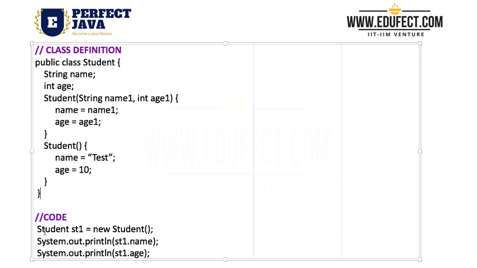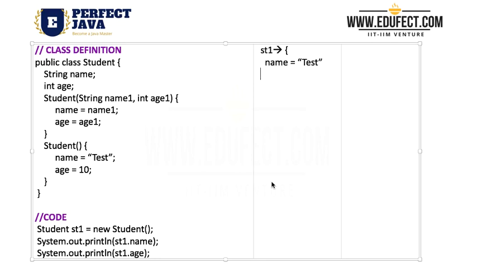Now when we are saying Student st1 is equal to new Student, are we passing any parameters? No. So which constructor will get called? This is the constructor which will get called. So what will st1 now look like? What are we doing within this constructor? We're saying name is equal to test, so name will get the value test.